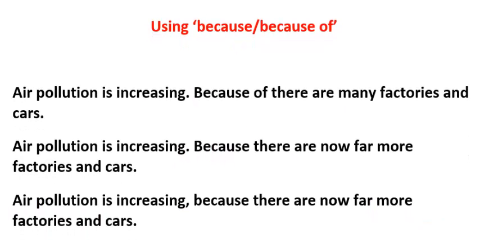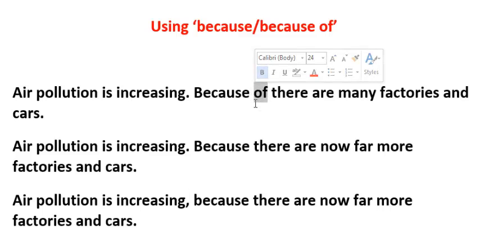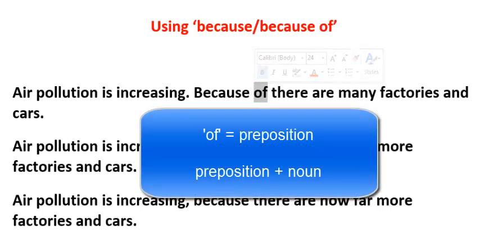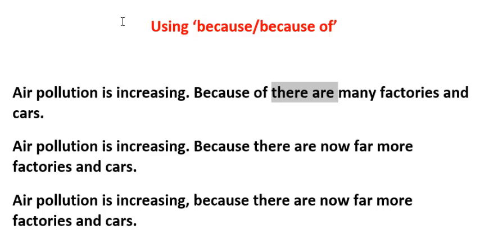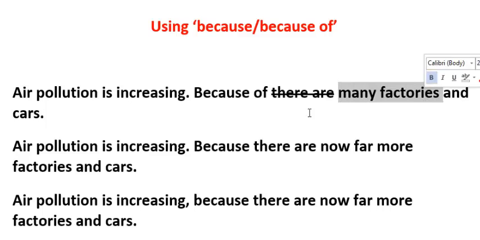Another common mistake is in the use of because and because of. Let's read these three sentences. Air pollution is increasing, full stop, because of there are many factories and cars. Now hopefully you can see or you know that of is a preposition, and what follows a preposition is a noun. However, here what follows is the subject and the verb. So we have to get rid of those because they are not a noun. Now it's correct: because of many factories and cars.